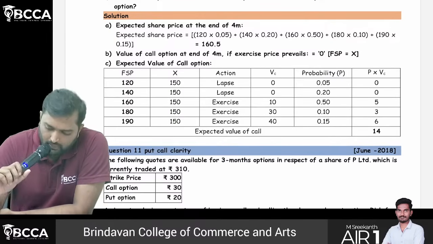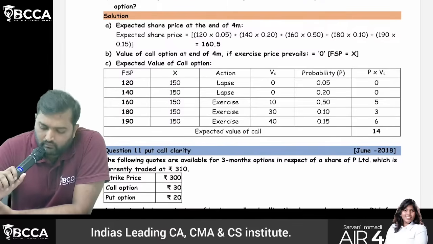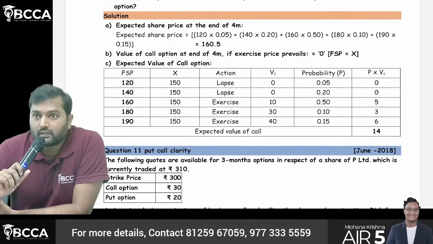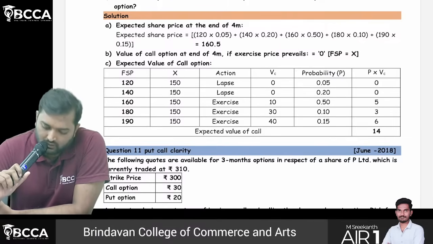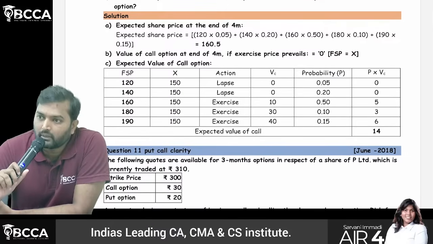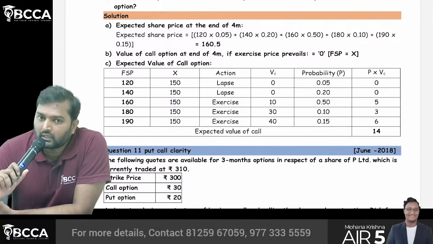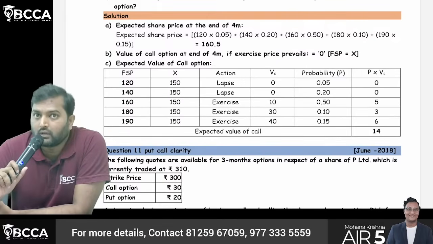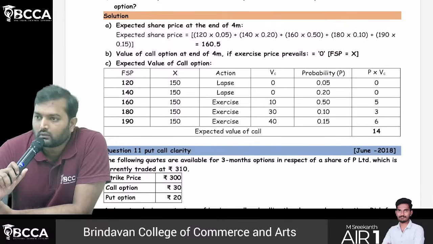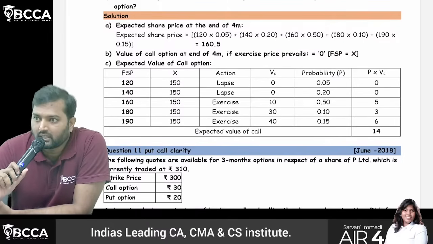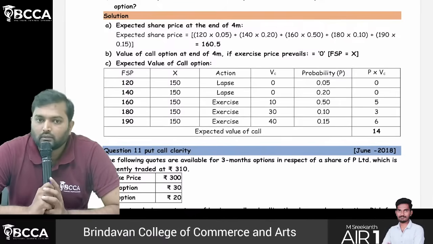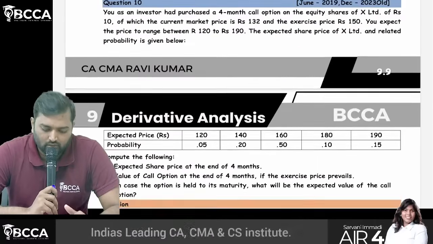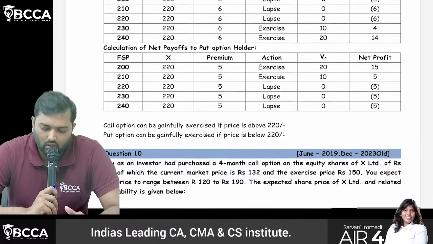So there is a 5% chance that the value of a call can be 0. 20% chance that value of a call can be 0. 50% chance that value of a call can be 10. 10% chance that value of a call can be 30. And 15% chance that value of a call can be 40. Clear? By doing weighted average, we get expected value of a call. What is the expected value of a call? 14 rupees is the expected value of a call. Clear? So this is the basic question to understand the concept of a call option.